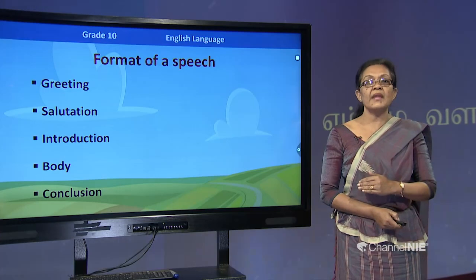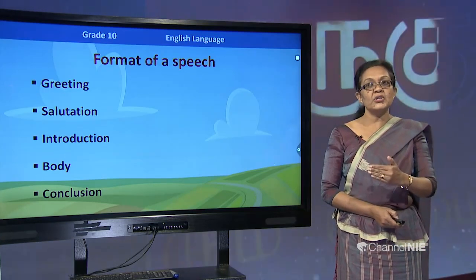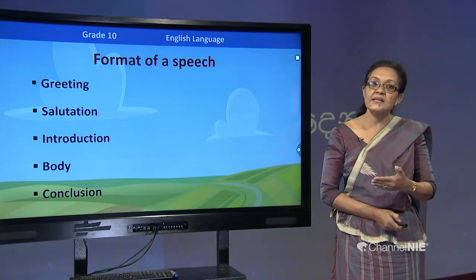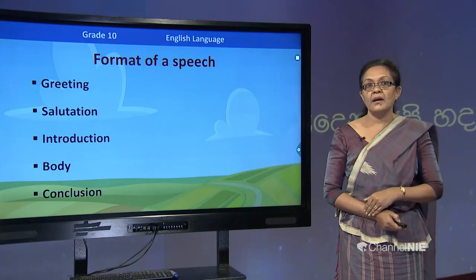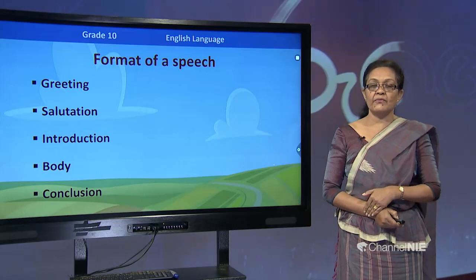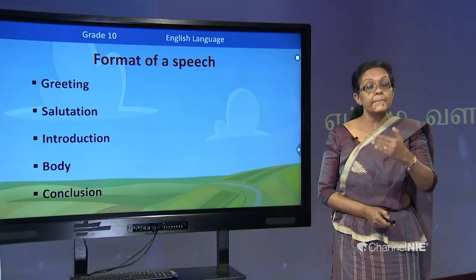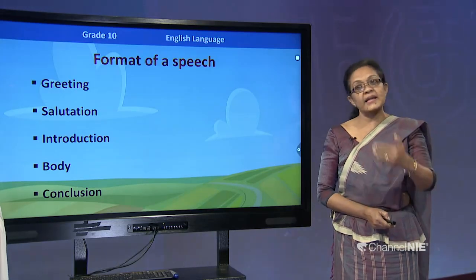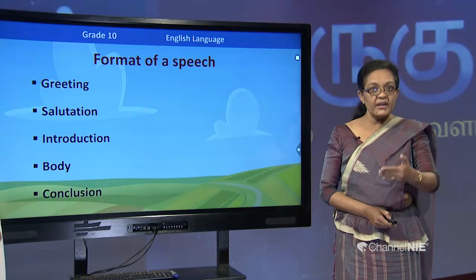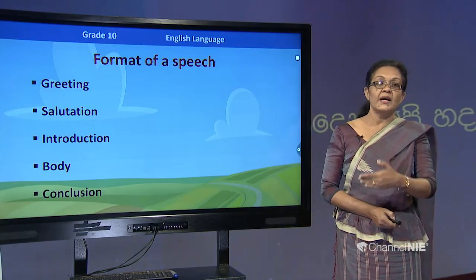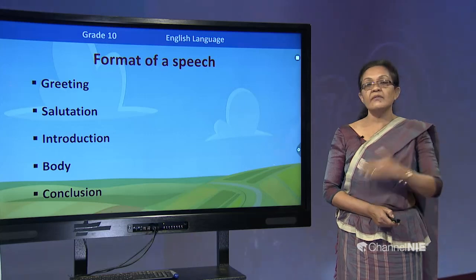But apart from that, when you deliver a speech, you have to greet and you have to have a salutation. Why is that? You're speaking to people. There is an audience in front of you. So therefore, you have to greet them first. Then you have to take permission from the audience. That is called the salutation. You greet first, saying either good morning, good afternoon or good evening, depending on the time that you are delivering your speech.